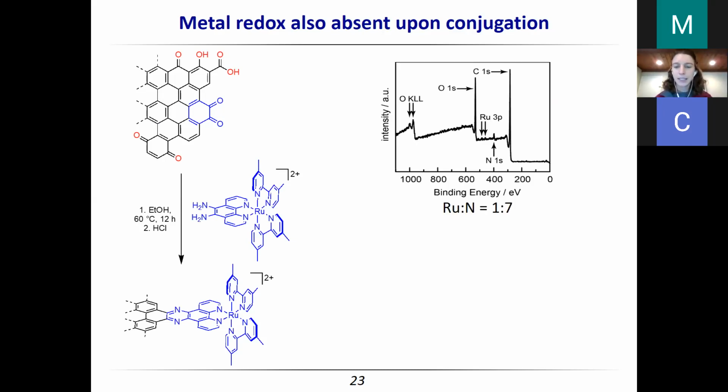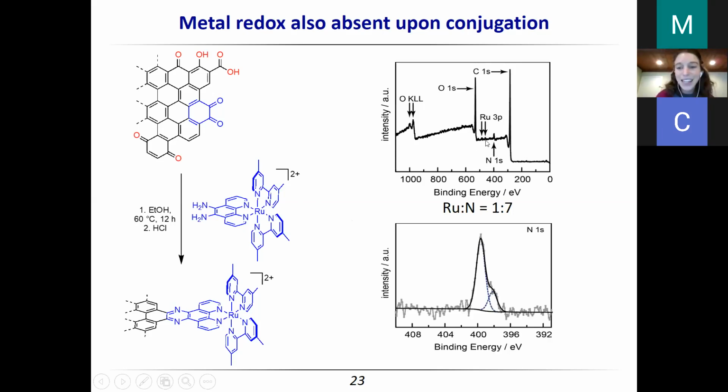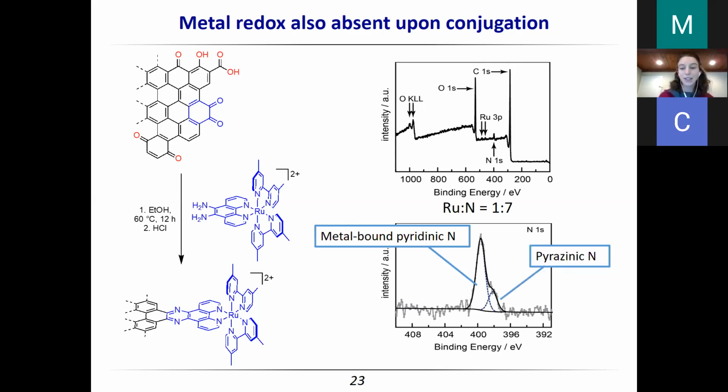We can characterize this. I'm showing you some of the characterization. This is the XPS. From here, we can see we have the ruthenium on the surface. Unfortunately, in XPS, the main peak for ruthenium overlaps with carbon perfectly. So we're using these tiny little Ru 3p peaks, but we can integrate them and we can get a ratio of 1 to 7. We're expecting 1 to 8, so that's pretty close considering the tiny peaks we're working with. We can also zoom in and do high resolution XPS on the nitrogen, and we see that we have a peak associated with metal-bound pyridinic nitrogen and a separate peak associated with the pyrrolic nitrogen in the 3-to-1 ratio that we expect.